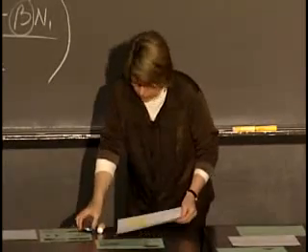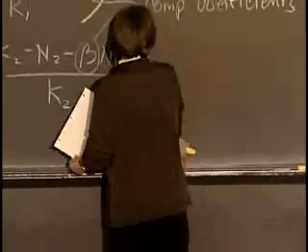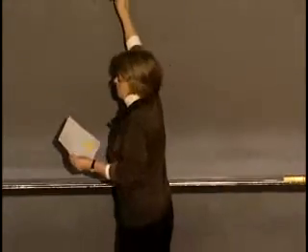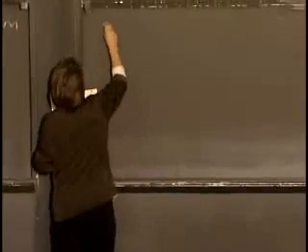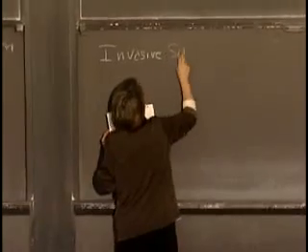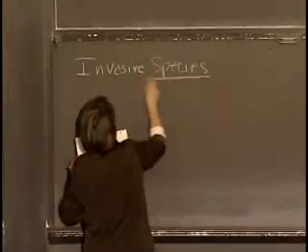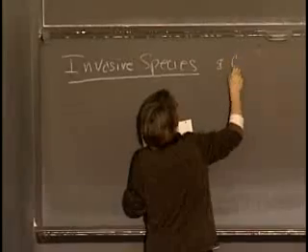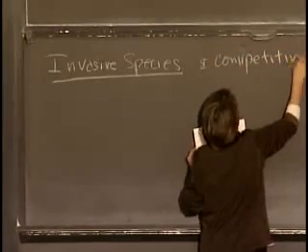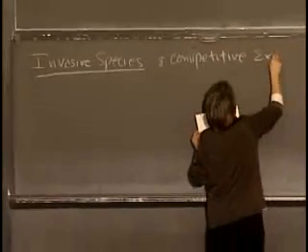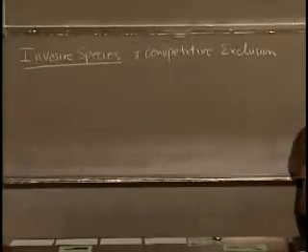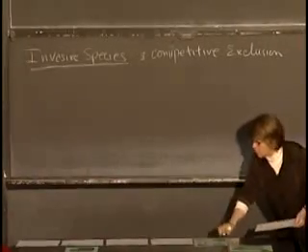And the first one, we'll talk about invasions and competitive exclusion. And one of the classic examples of this is the zebra mussel.